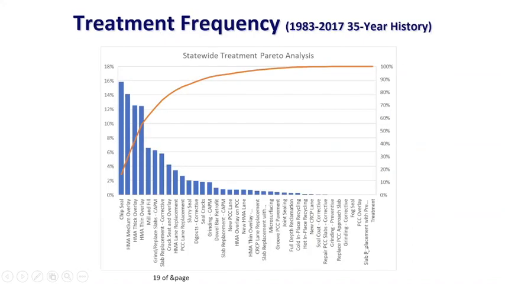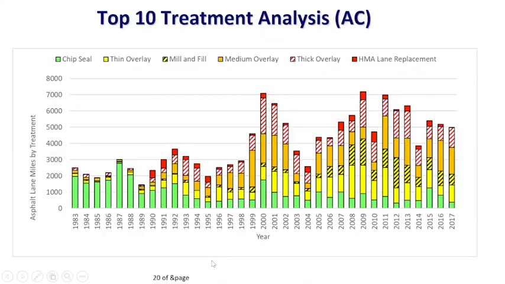This is the treatment frequency. I just want to show you the major ones, the top 10. The top 10 treatments account for about 85% of our past history, okay? And the top treatment for AC is chip seal. So across our 50,000 lane miles, we see a lot of chip seal. I believe my slides will also be posted on YouTube, so you can delve more into it.